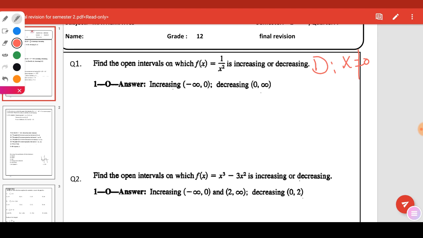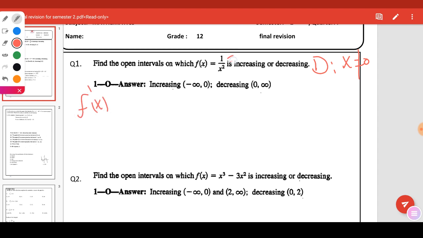So 0 here, the function is undefined at it, and it is impossible to be a critical number, because the function must be defined and continuous at the critical number. Okay? Look here, I have to find the first derivative as usual.